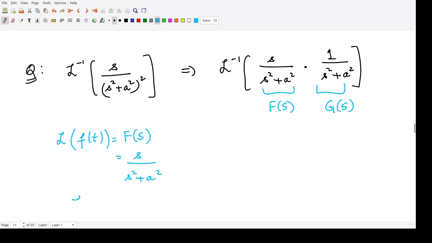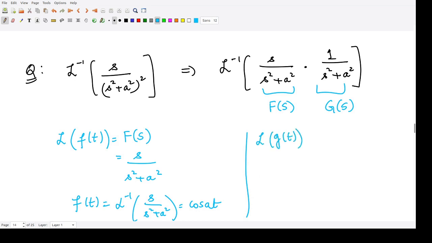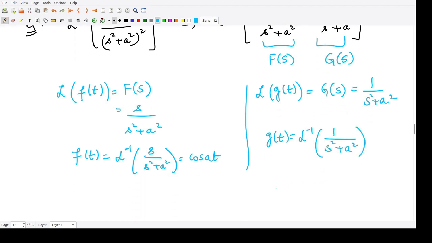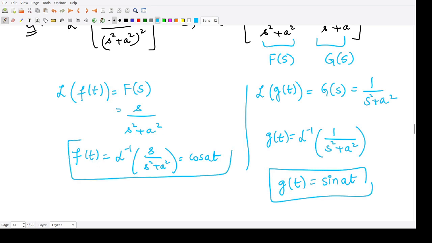So what would be f of t? It would be the Laplace inverse of s divided by s square plus a square. And what is this? This is cos at. And here, because we know the Laplace transform of g of t is equal to capital G of s, which is equal to 1 divided by s square plus a square, therefore we can calculate g of t from here, which would be equal to the Laplace inverse of 1 divided by s square plus a square. So its Laplace inverse, g of t, would be equal to sine at. So this is g of t and this is f of t.